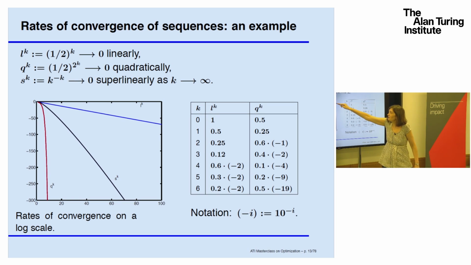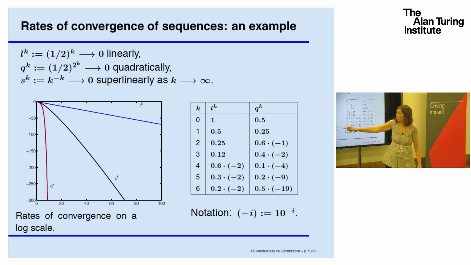Quadratically, 0.5 to 2 to the k, this is quadratic convergence. The error decreases exponentially. I get multiples of 2 correct digits per k. And then we have this intermediate sequence that also goes to 0, and it goes to 0 superlinearly.